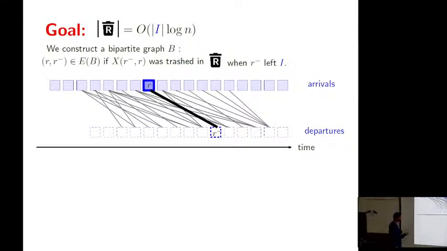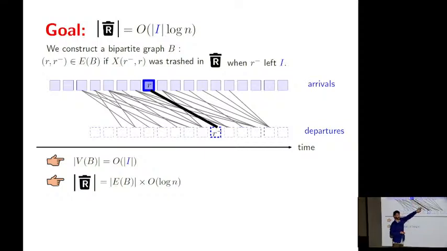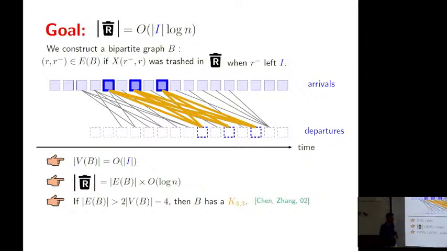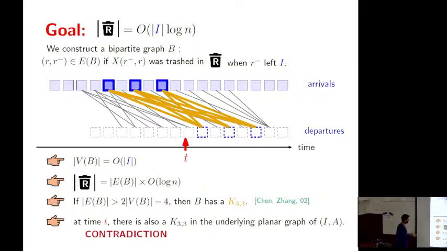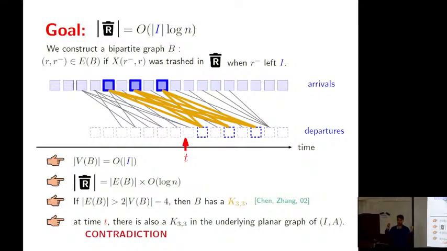So it turns out that the number of vertices is O of the size of the independent set, and the number of rectangles trashed each time per edge is log n, because they are formed by a constant number of cliques. So we just need to bound the number of edges. And it turns out that if we have a lot of edges, there must be a K33 induced in this bipartite graph, and we can figure out that there is also a K33 in the original graph of the instance, which is a contradiction with planarity.